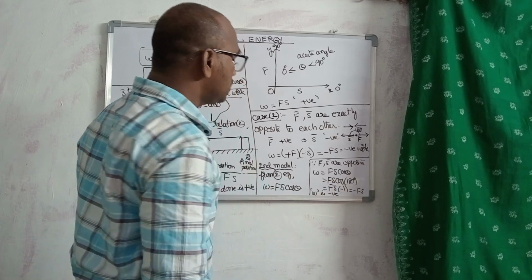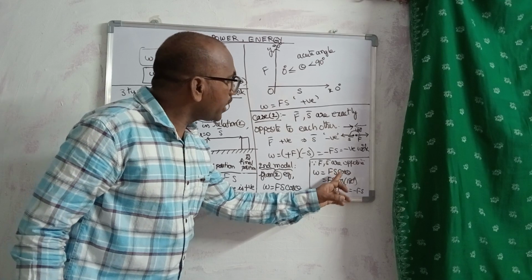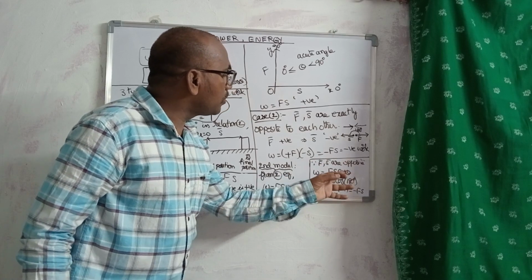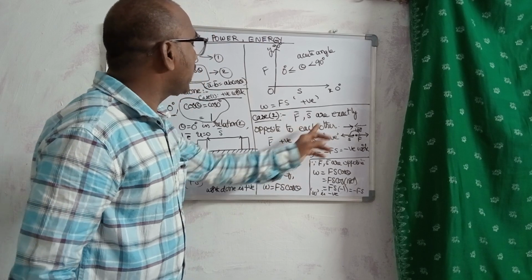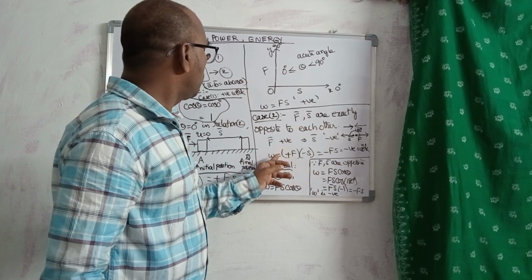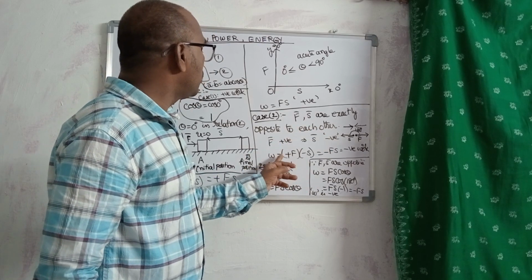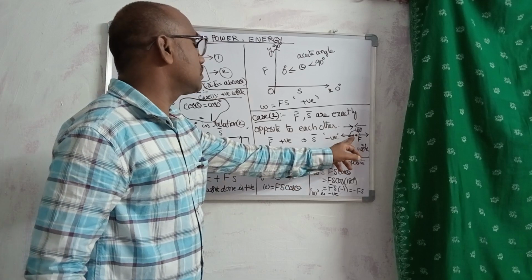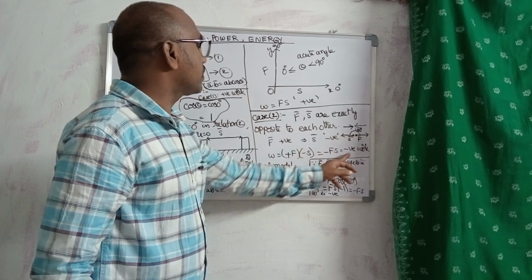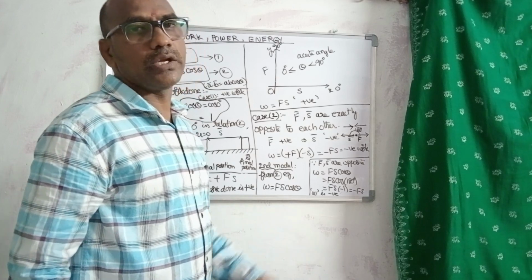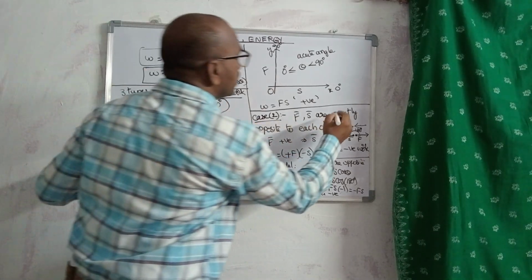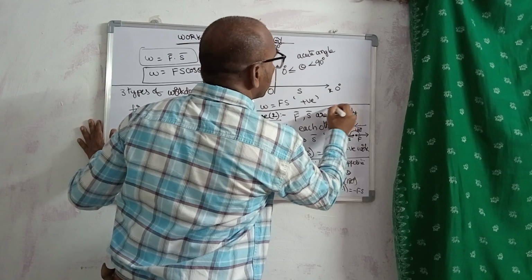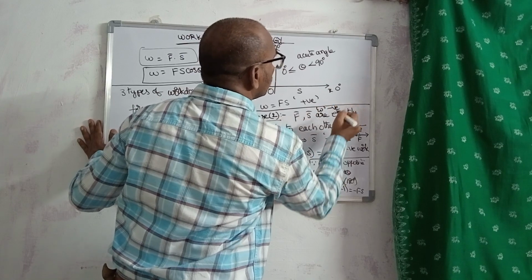So the work is negative. You can do the problems by taking this second method, or you can write directly from the definition: W equals plus F, minus S, which gives minus Fs, negative. So work done is positive in the first case, and work done is negative in the second case.